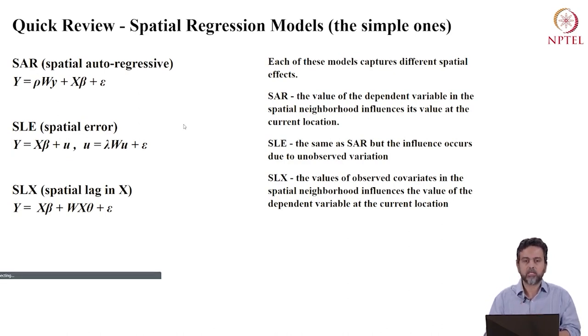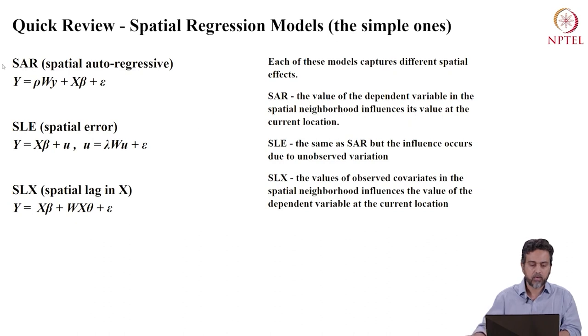there are three simple spatial regression models. The first one is the SAR or spatial autoregressive model, in which we include on the right-hand side a spatially lagged version of the dependent variable. So this W, which is the weights matrix, indicates the neighborhood relationships, and this rho is the coefficient of this spatially lagged variable. The W times Y is the spatially lagged version of Y. So if Y is groundwater level at location I, then WY is the groundwater level in the neighborhood of I, in the neighbors of I.